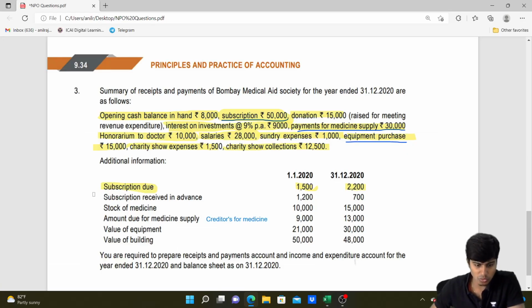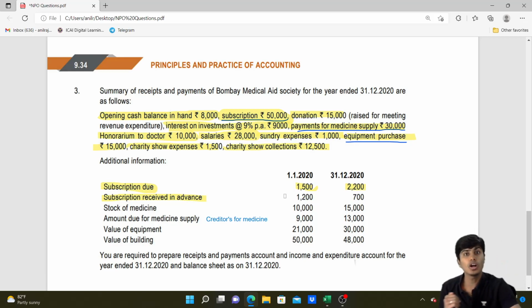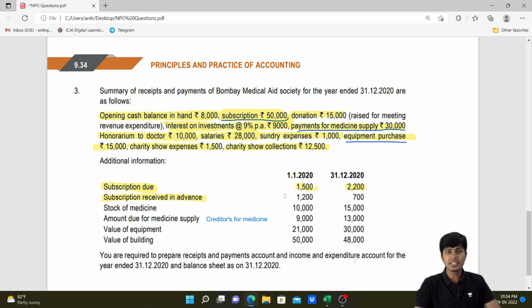Next balance, we'll go to subscription received in advance. So this is pre-received income, meaning income is received but not earned. We have collected money before we can earn it. Such an income is a liability. So the opening balance of liability 1,200 will come in the opening balance sheet, balance sheet as on 1st of January 2020. The closing balance of 700 will come in the closing balance sheet. More importantly, this is a liability and this will come in our subscription account with the opening balance on the credit side and the closing balance on the debit side.